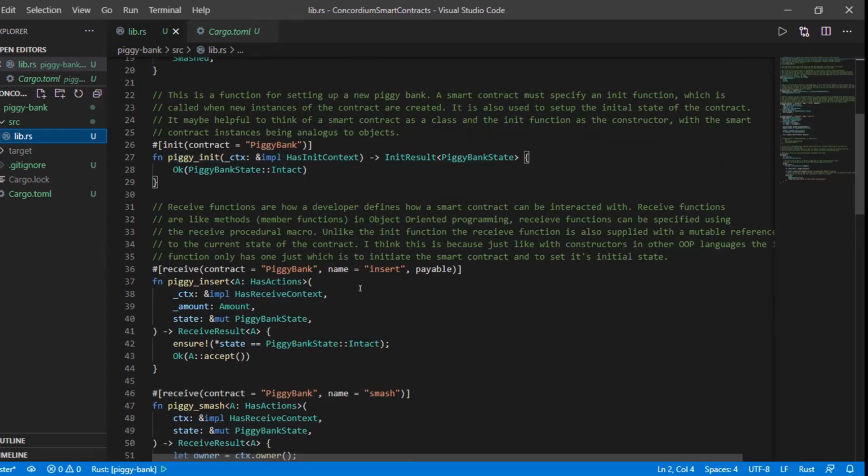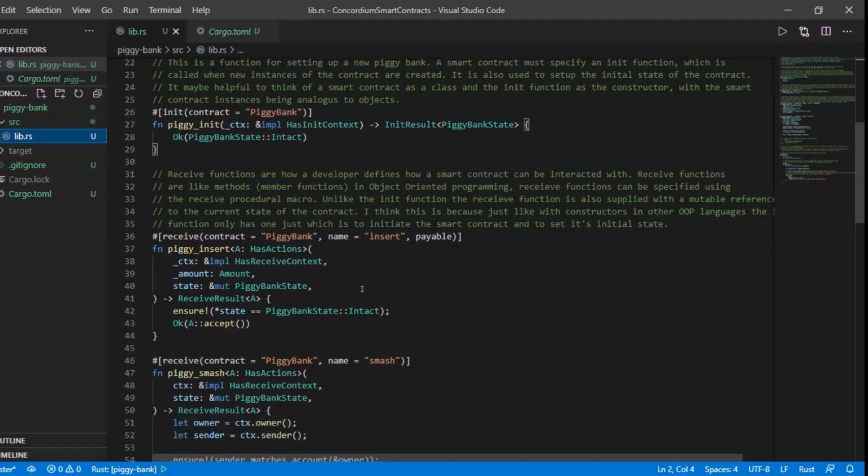Now, what would we do with a piggy bank? As we stated before, the original purpose of this is to have people insert GTU into it. So we have to create a function to allow people to do that. And what we do is we create what's called a receive function. Coming back to object-oriented programming, a receive function is analogous to methods or member functions in an object-oriented language.